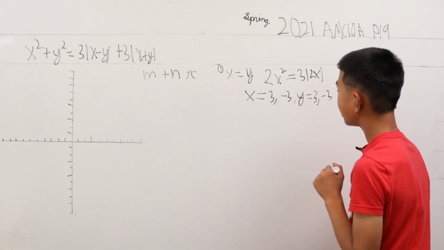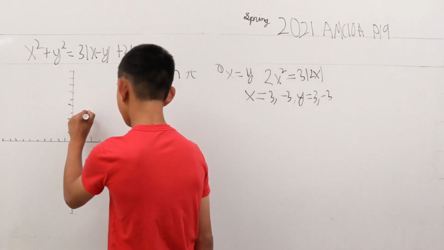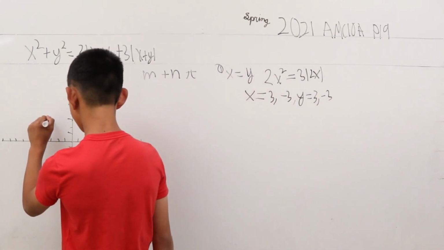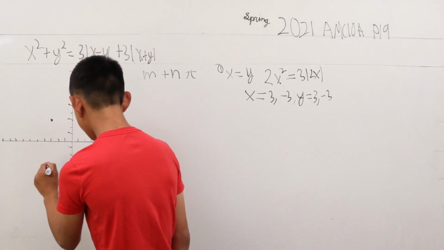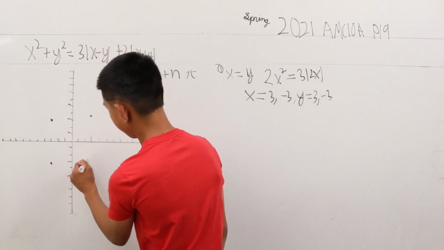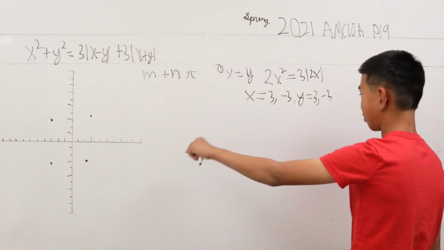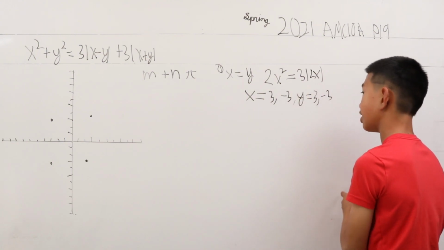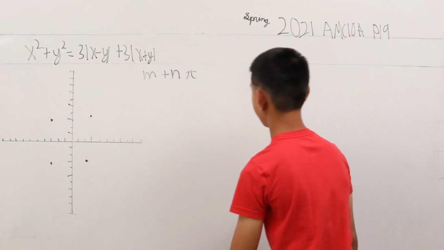So we have really 4 points here. The first one being 3, 3. Second one being negative 3, 3. Third one being negative 3, negative 3. And the last one being 3, negative 3. That is our first case. Now, I don't have that much room, so I'm just going to erase this.